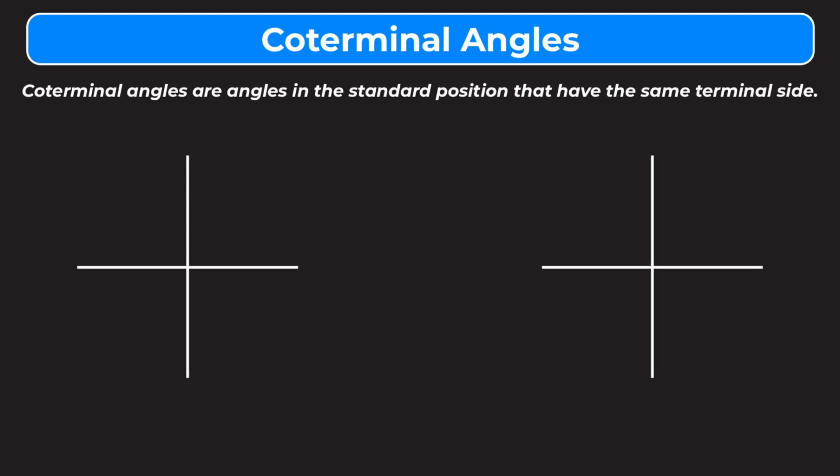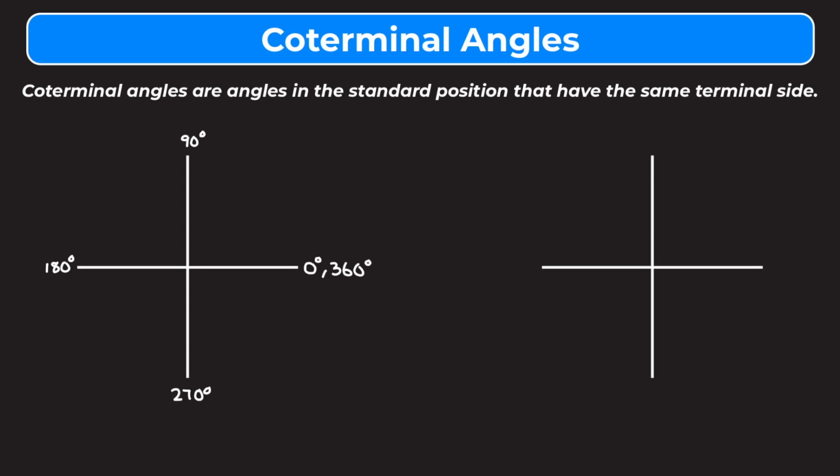So at the top of our screen, it says coterminal angles are angles in the standard position that have the same terminal side. Let me show you guys what I mean by this visually. So let's look at this coordinate grid over here on the left. I'm going to do this one in degrees. So this is 0 or 360 degrees over here. So I'm just going to label all of our quadrant angles. Up here we have 90 degrees. To the left we have 180 degrees. And on the bottom we have 270 degrees.